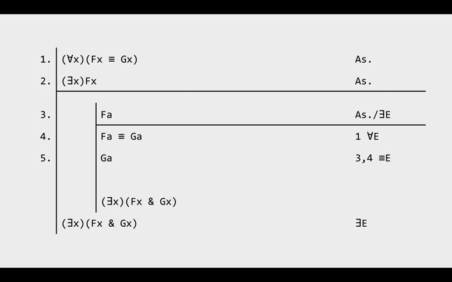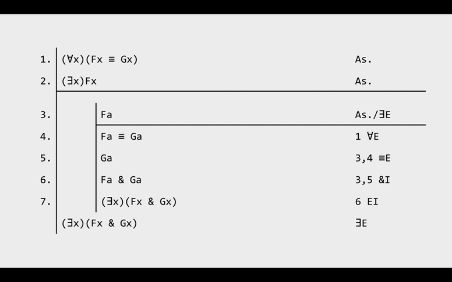So here's what I'm going to do. I'm going to go ahead and combine these right now. 3, 5, ampersand introduction or conjunction introduction. And now I have A is F and, so FA and GA. And at this point, I'm able to do the simple existential rule, existential introduction. So there it is. From line 6, we get line 7. That's the transition. And if you can see that, well, then we're done.